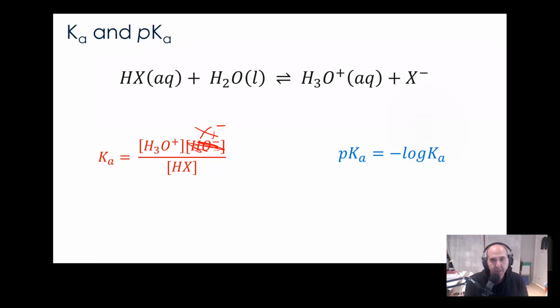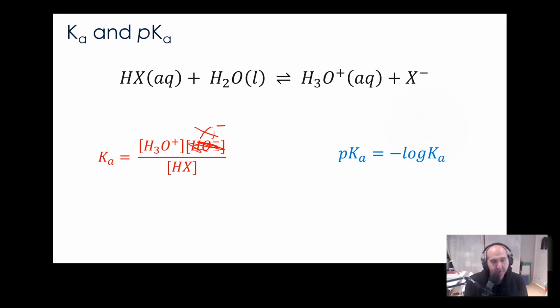When we talk about how acidic a solution is, we don't generally talk about the actual concentration of, say, H3O plus. We typically talk about its pH instead, because it's a much nicer scale to use. We get to use more sensible or practical numbers. And so we do the same thing with Ka.